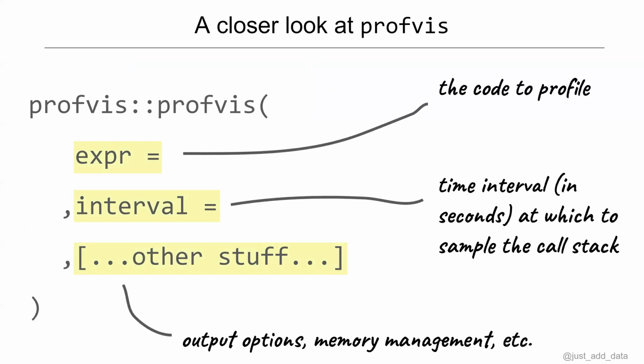So this is just a high-level view of what the arguments are for prof.is. You have an expression, which is your code to profile, and usually you're just passing it a function, and I'll show you how that works in a second. And then you have the time interval, and then you have a bunch of other stuff. I would totally encourage you to go to the prof.is documentation and see what that other stuff is that helps you manage what kind of output you get, how you handle the memory management, things like that. There's a ton of options there, so go check that out.